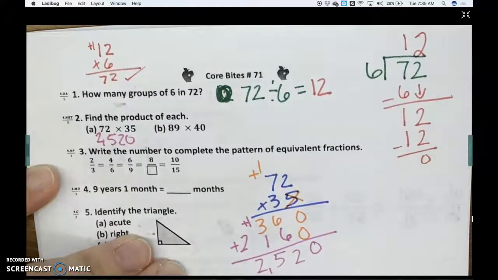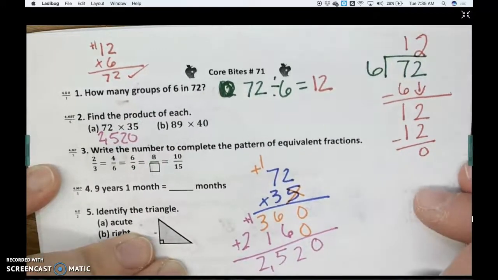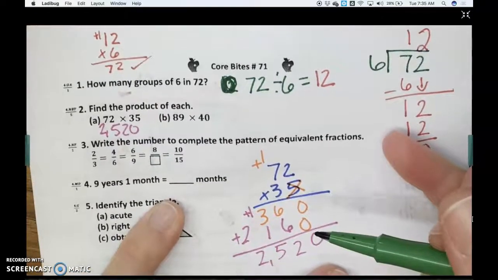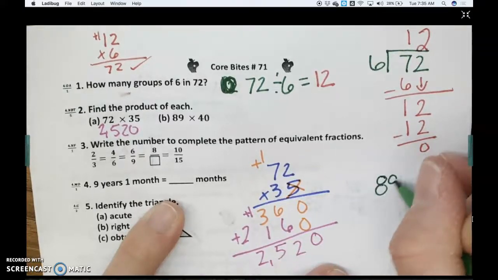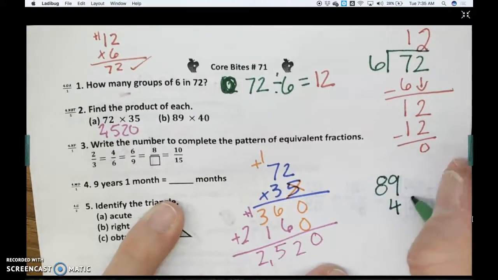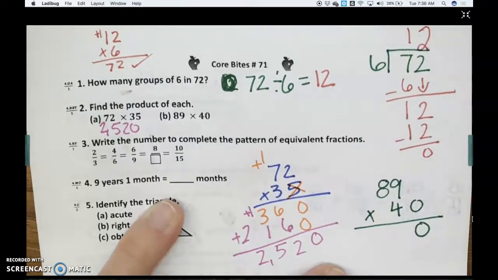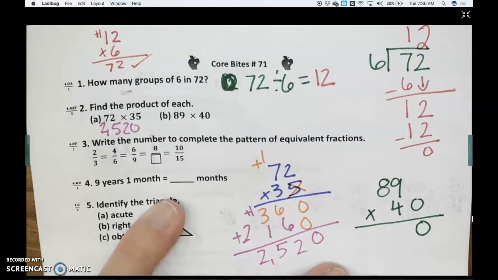So now you've got to do your other problem. We've got to do 89 times 40. So the good thing about the 40 is, if you wanted to, I'm going to show you a trick. You can do it this way or you can do it the traditional way. But because you have a 0, you can actually let the 0 hang off the edge and just go ahead and bring the 0 down.